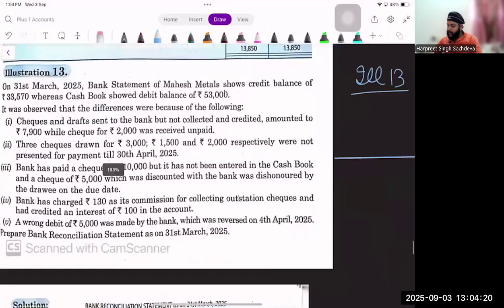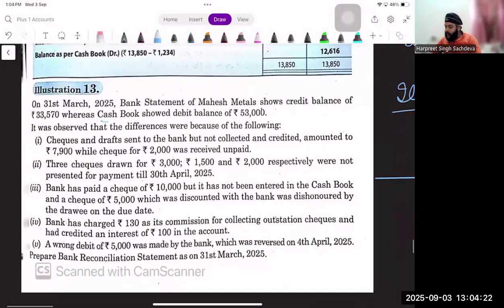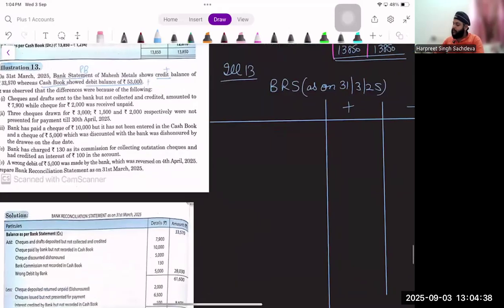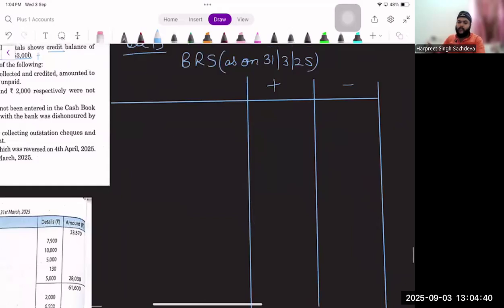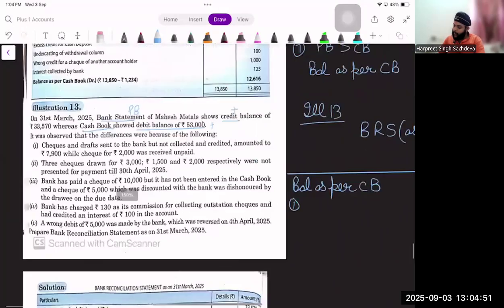Tell me, your cash book showed a debit balance of 53,000. Is it a positive or a negative? Cash book debit is positive. Bank statement means passbook. Passbook's credit is positive, means both are showing positive balance. So we'll start with cash book. If so, we'll write balance as per cash book, 53,000. Okay Raja. Now first point.